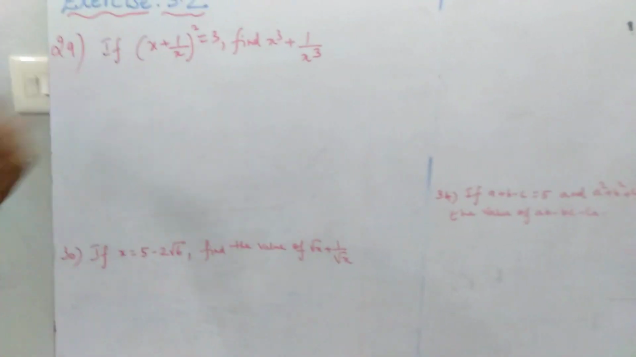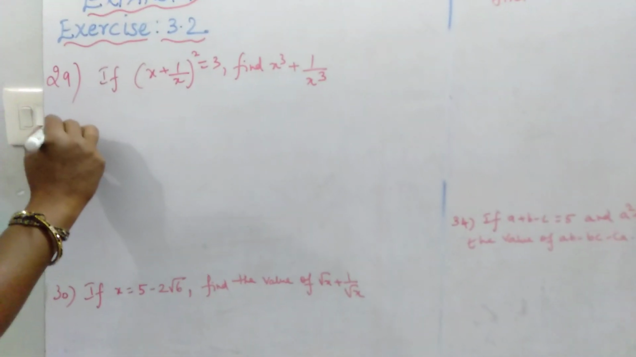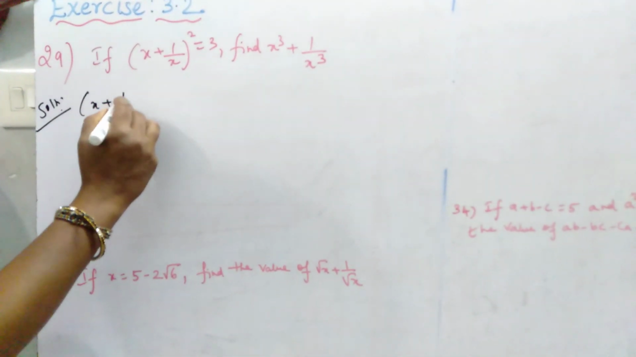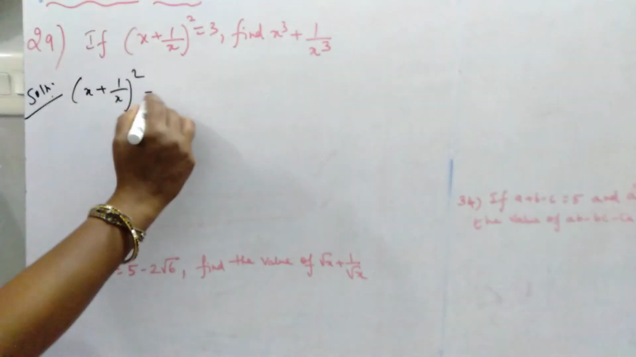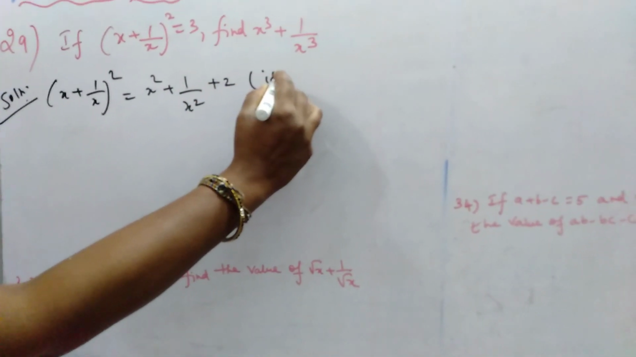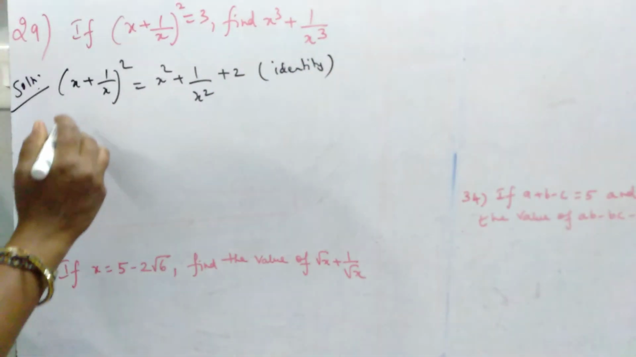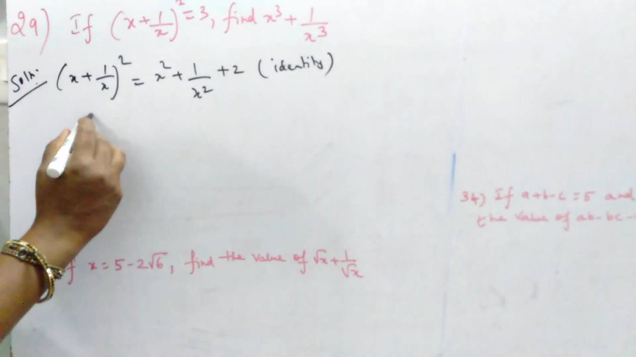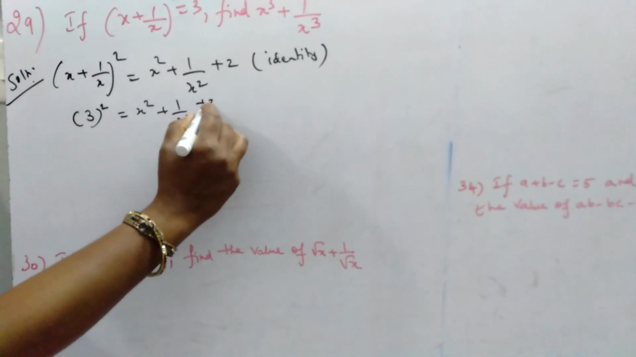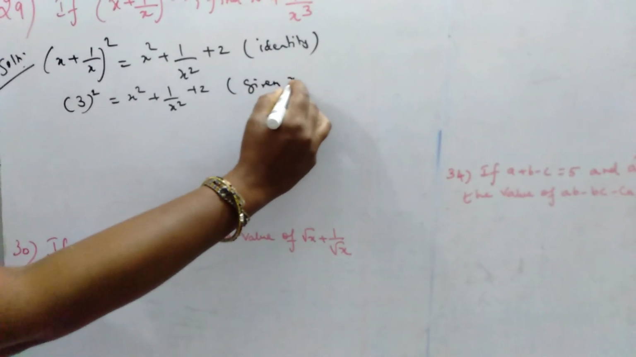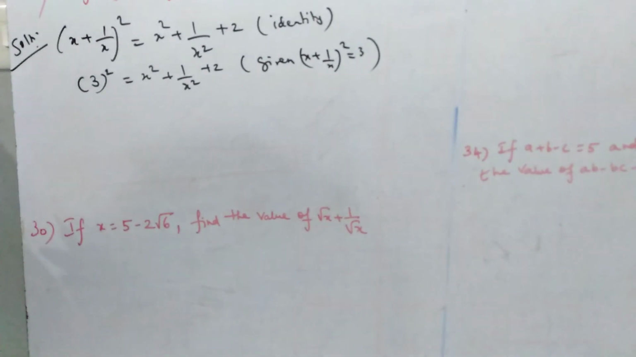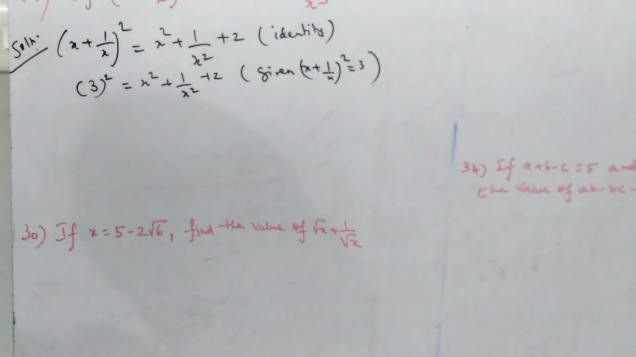Okay. So we know very well this identity, in the form (a + b)² form. (x + 1/x)² is x² + 1/x² + 2. This is the identity. Right? So here (x + 1/x)² is given, which is equal to 3, so 3 = x² + 1/x² + 2. That is given: (x + 1/x)² = 3.